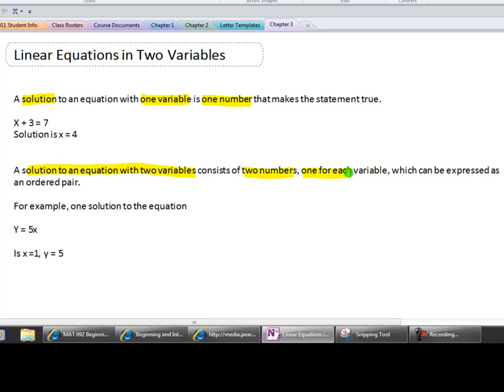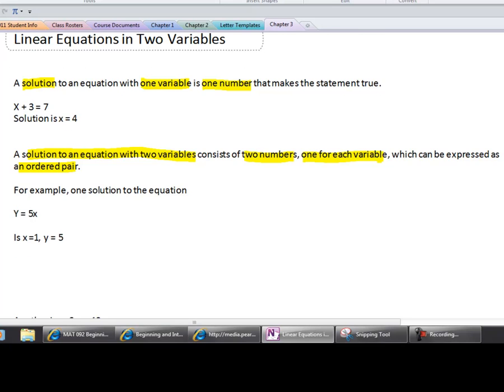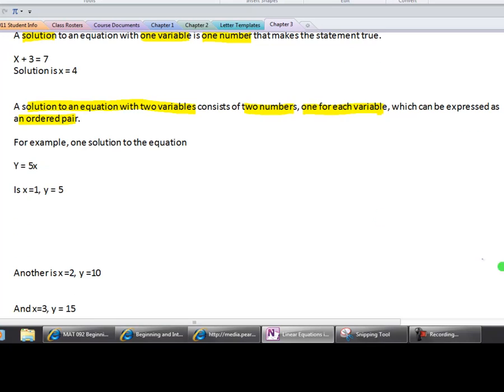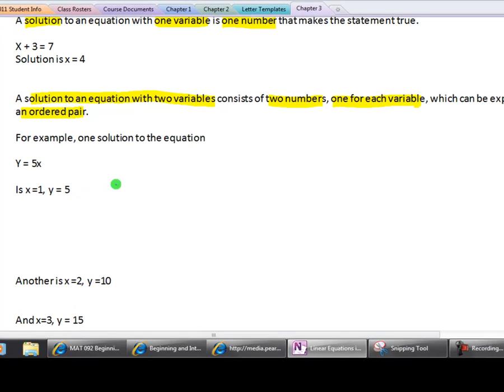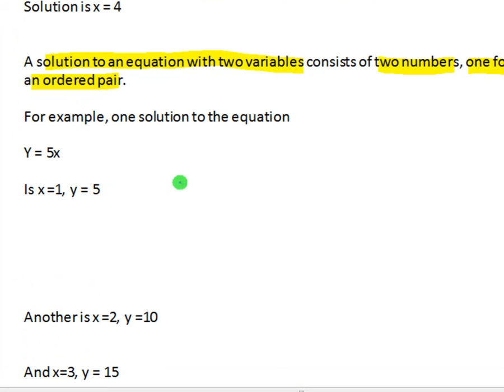And we're going to represent our solutions by an ordered pair, a pair in which the order matters. Okay? So let's look at an example. So our first example, we have the equation y equals 5x, and one solution is x equals 1, y equals 5.